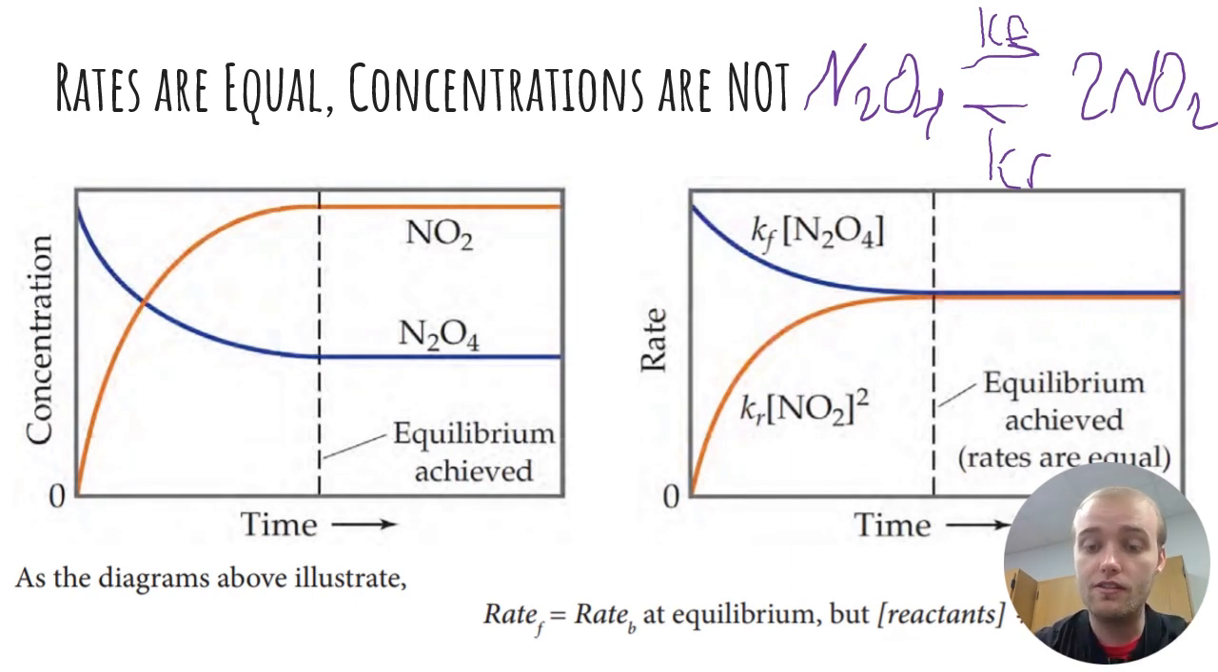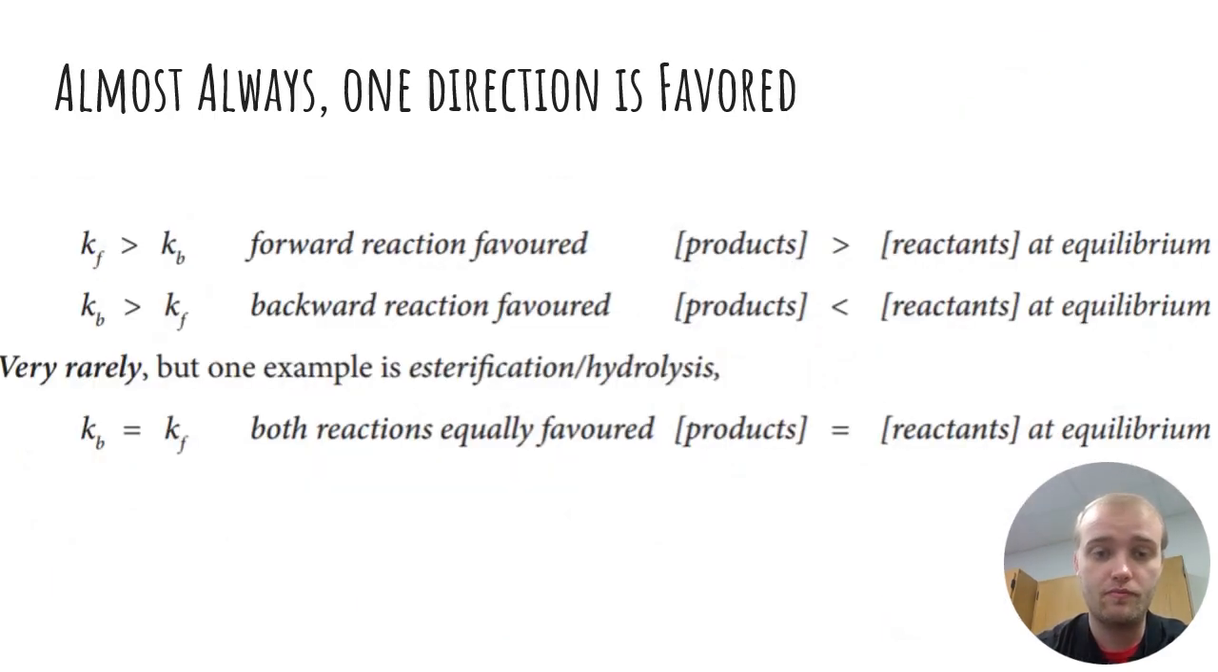The reaction doesn't stop, it's just that the rate of the forward and the rate of the backward reactions are equal to one another. And something we also need to know about this is that almost always one direction is favored. So for example, if the Kf, the forward reaction, like we said in the last slide, is favored, then it's going to be bigger than Kb. In other words, we're going to have more products at equilibrium than reactants.